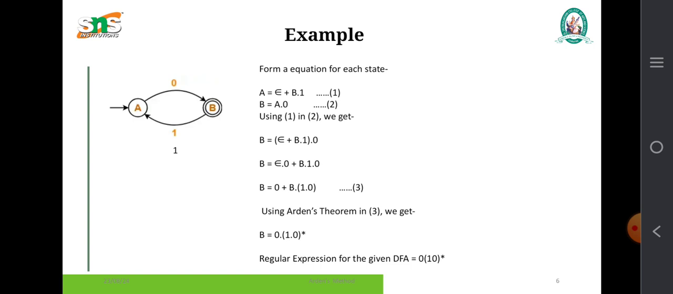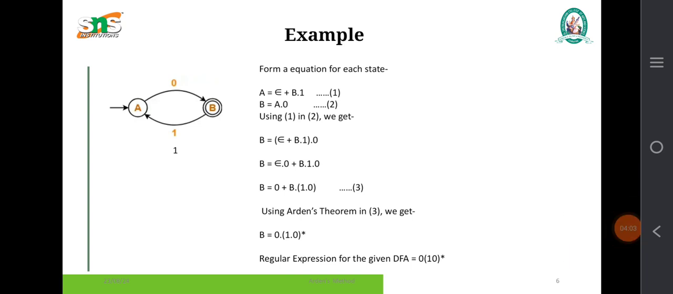Now using Arden's theorem, we know that if R is equal to Q plus RP, then R is equal to QP star. So now Q is 0, P is 1.0, and R is B. We have used Arden's theorem and rewritten equation 3 as B is equal to 0.(1.0) the whole star. So the regular expression for this given example is 0(10) whole star.